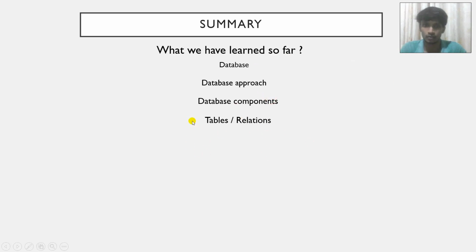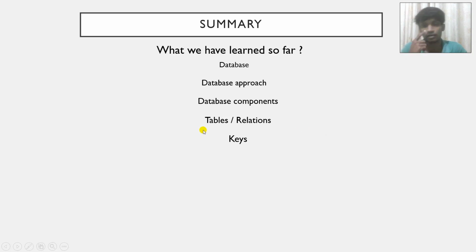Then we looked at what table and relation mean. Basically, a table and a relation are the same thing, but in relational database management systems, a table becomes a relation because the table consists of a key attribute, or more specifically, a primary key. So it becomes a relation instead of just a table. That's tables and relations.